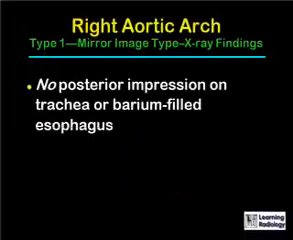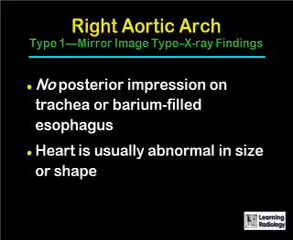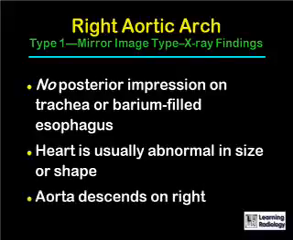There is no posterior impression on the trachea or the barium-filled esophagus by a mirror image aortic arch. The heart is usually abnormal in size or shape because of the presence of congenital heart disease, and the aorta descends on the right.